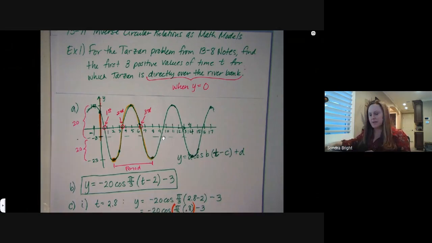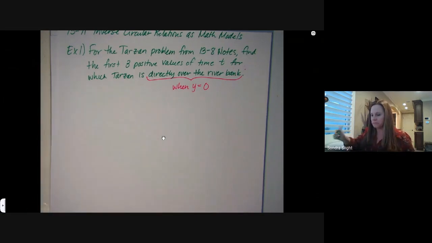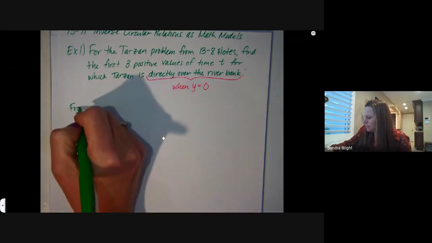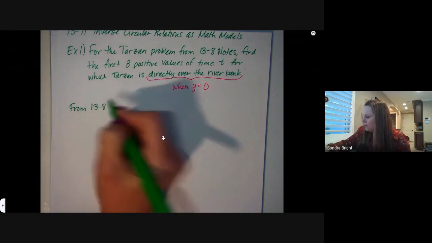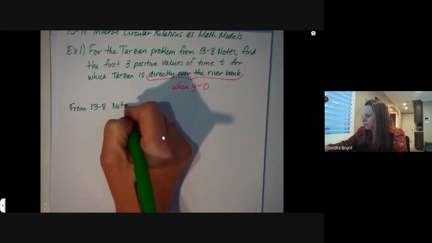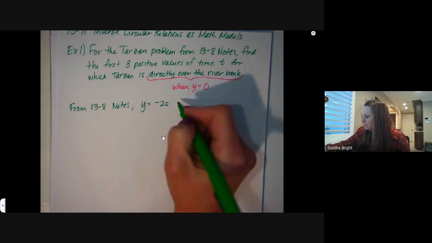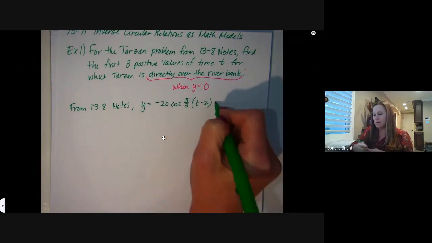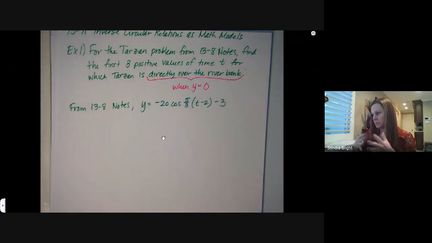Okay, I'm going to write this equation on my paper right now. From the notes on 13.8, we had that y was equal to negative 20 cosine of pi over 3 times t minus 2, minus 3. And what we're going to do now is solve for t in terms of y.